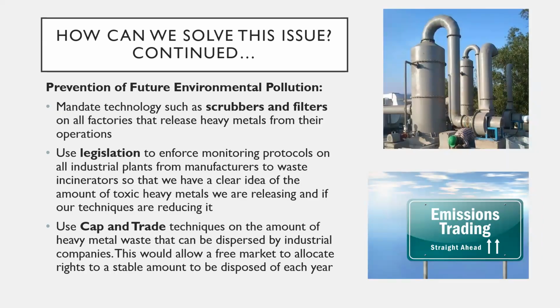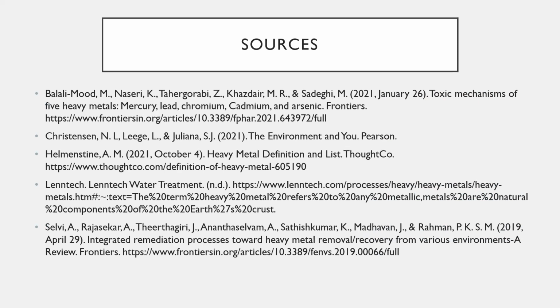We can also prevent this in the future by mandating technology like scrubbers and filters on all factories that release metals from their operations. We can use legislation to enforce monitoring protocols on all industrial plants so that we know what's being released and the amount from these major factories, and we can focus on techniques to reduce those. And lastly, we can use cap and trade techniques on the amount of heavy metal waste that's dispersed by these industrial companies, which would help allow a free market to allocate rights to a stable amount to be disposed of each year.